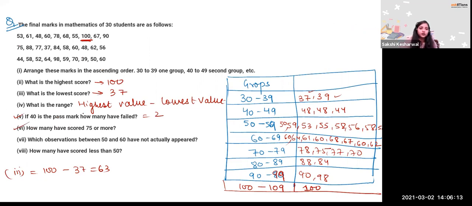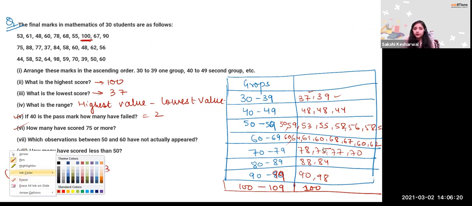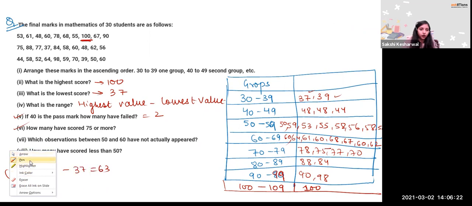See, how many students have scored more than 75? Let's do the calculation. I'll take some other color. More than 75, it's like 75 or more, right? So it's 1, 2, 3, 4, 5, 6, 7, and 8. Right or not? 8 students have got it, right?